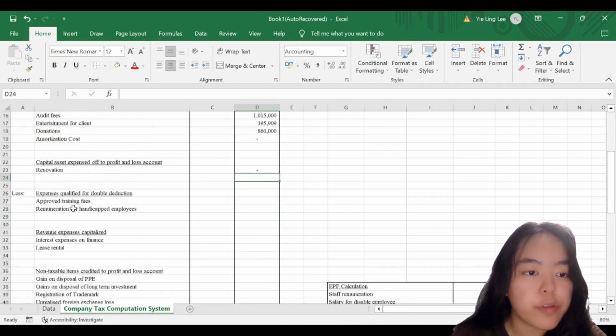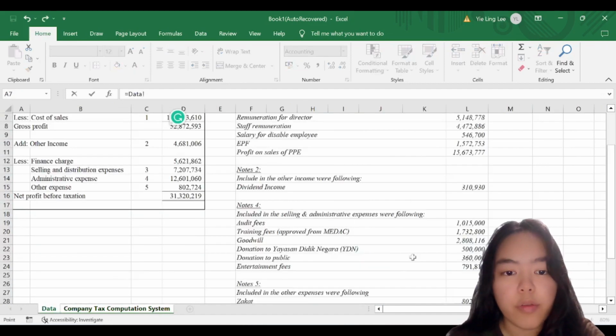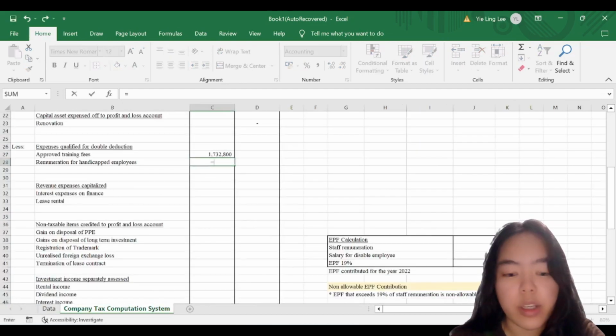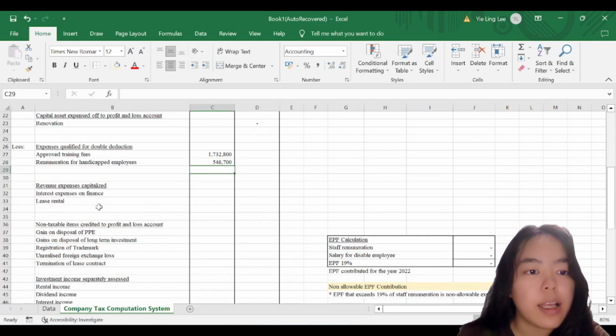As for approved training fees and remuneration for handicapped employees, they qualify for double deduction, so later I'm going to deduct twice. So training fees and remuneration for disabled employees. Okay. Interest expense on finance and lease rental I don't have.